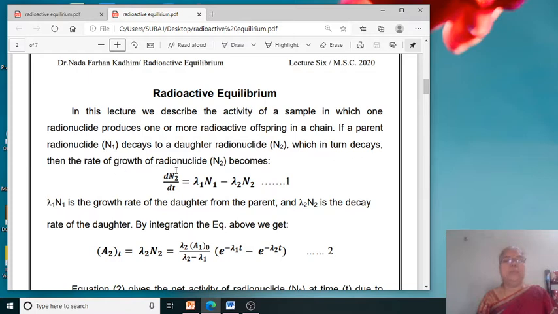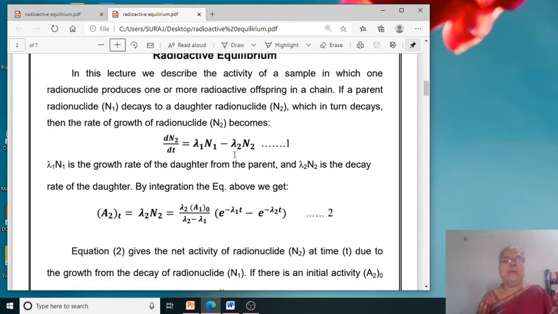then the rate of growth of nuclide N2 becomes, that means we can write dN2 by dt, the rate of disintegration of the daughter, equal to lambda 1, the decay constant, times N1 minus lambda 2 times N2, and let this be our expression number 1. Lambda 1 N1 is the growth rate of the daughter from the parent, and lambda 2 N2 is the decay rate of the daughter.